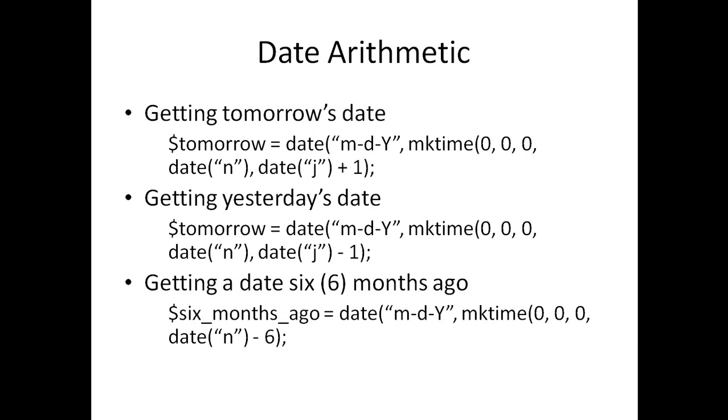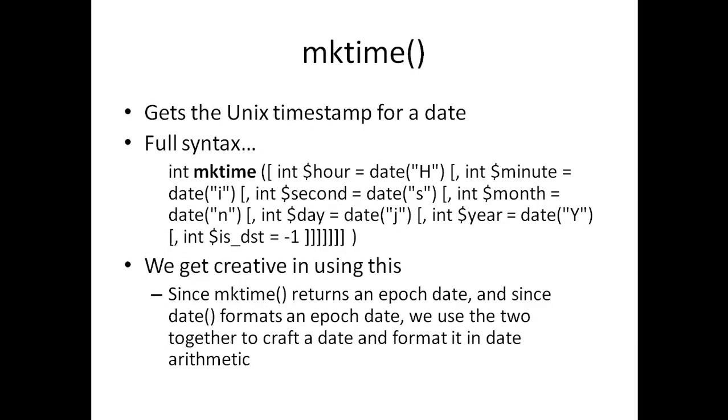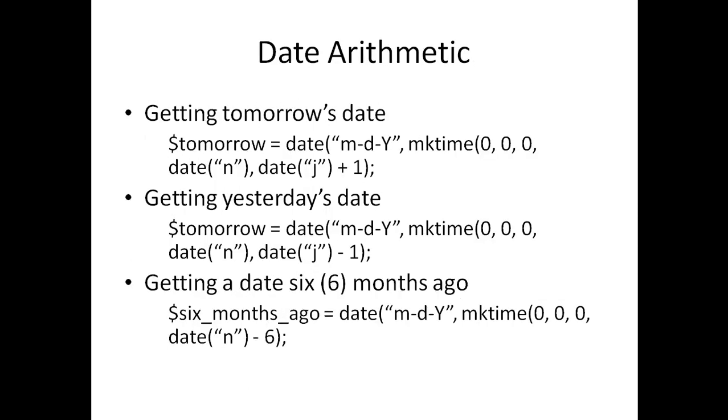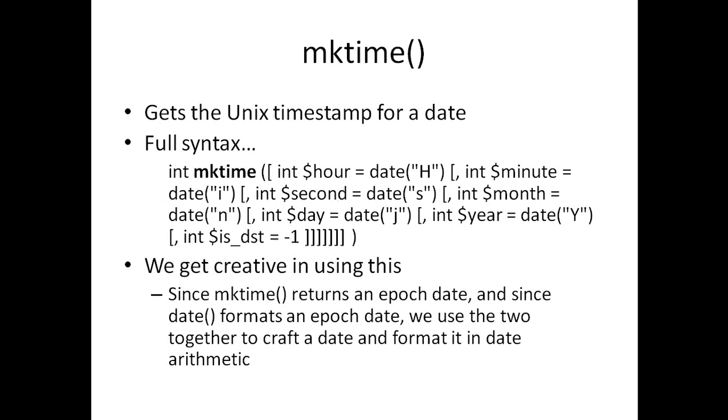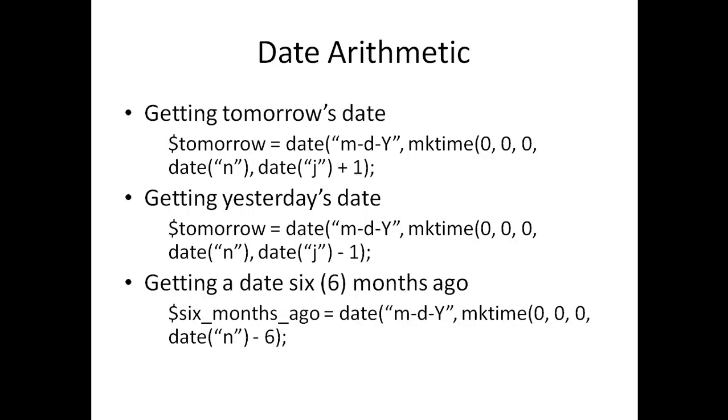Okay, if I go back to make time for a minute, I don't care about hour, minute, or second. Okay, that's 0, 0, 0. I do care about month and day. And I don't have to pass it year because make time will default to the current year. So 0, 0, 0, month, day, plus 1 will get tomorrow's date. Date minus 1, get yesterday's date. To get a date 6 months ago, just put the minus 6 in with the month section. You don't need the day section in that case.